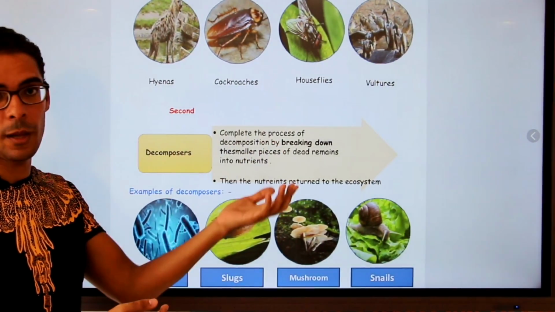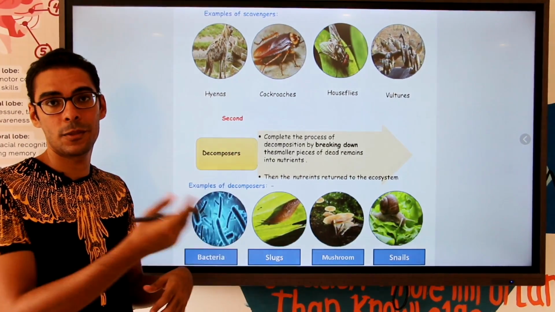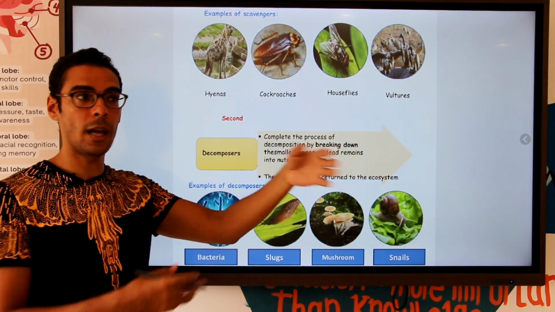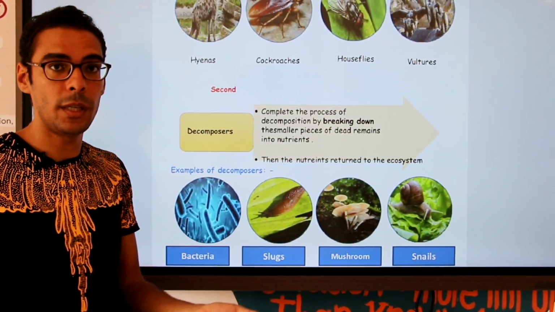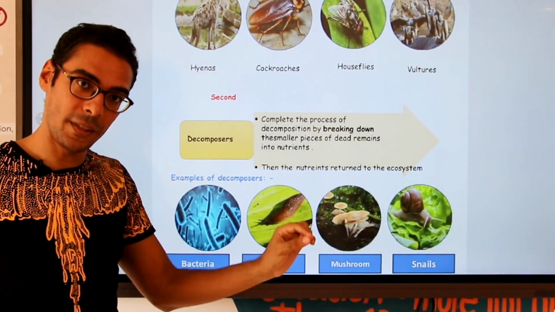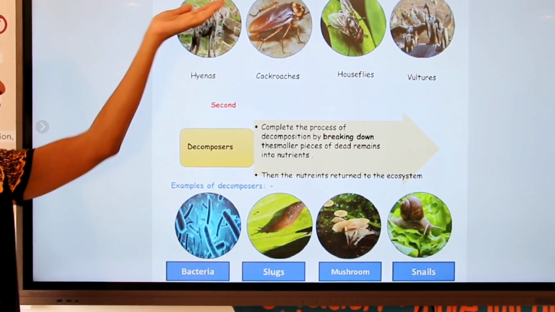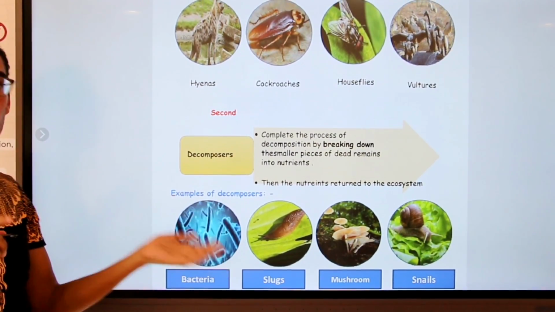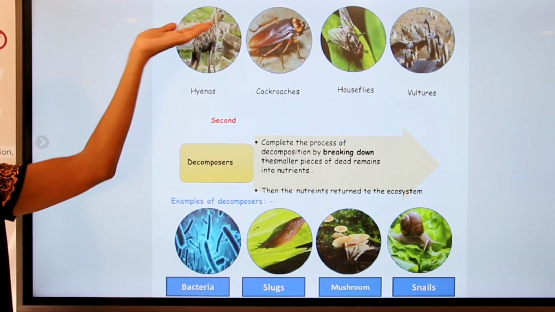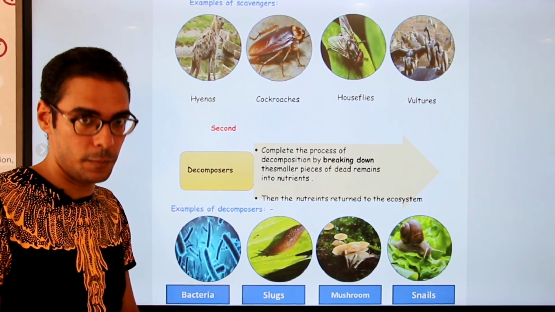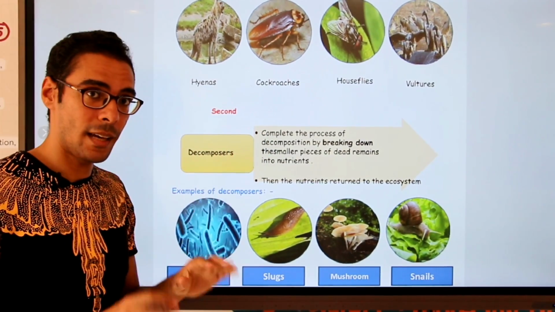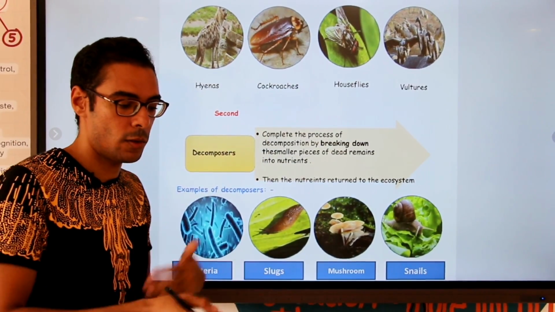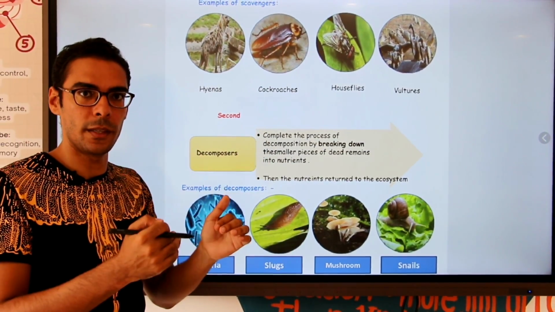Then the plant grows up to be a producer, and then the primary consumer comes to eat it, then the secondary, then the tertiary, and all of the dead bodies of living organisms when they die are going to be broken down into smaller pieces by the effect of the scavengers first and then the decomposers next. The scavengers start feeding on the dead bodies, but the scavengers do not eat them all. They just start breaking them down into smaller pieces.